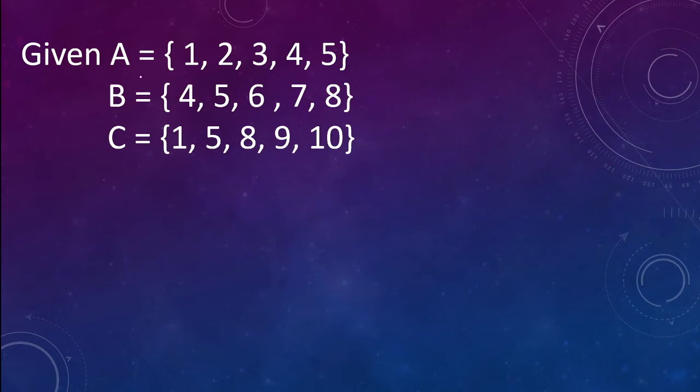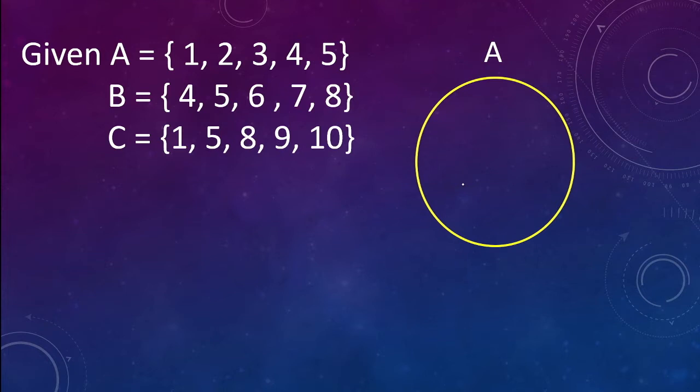So, given set A has the elements 1, 2, 3, 4, 5. Set B has the elements 4, 5, 6, 7, 8. Set C has the elements 1, 5, 8, 9, 10. So, let us represent these elements in a Venn diagram.